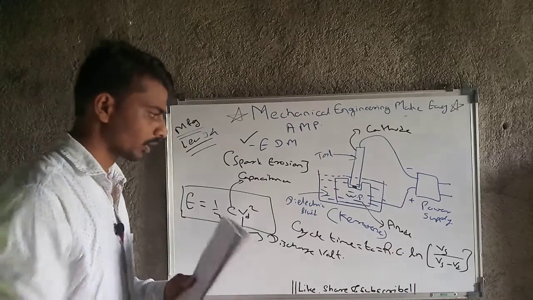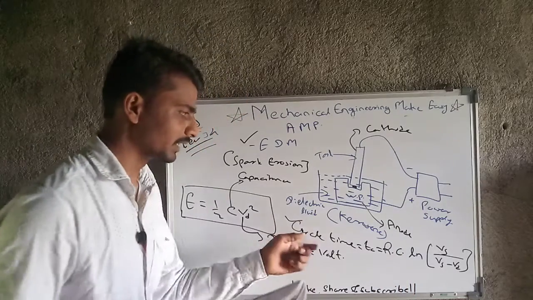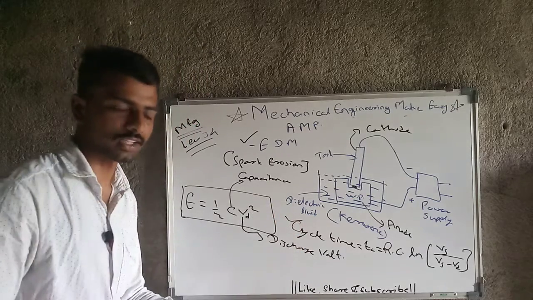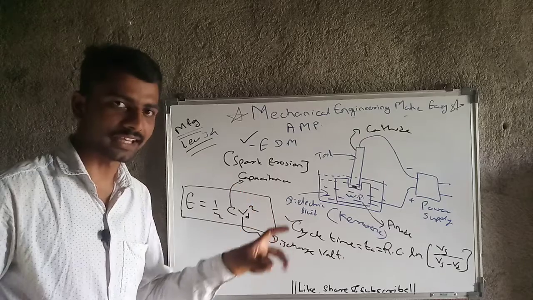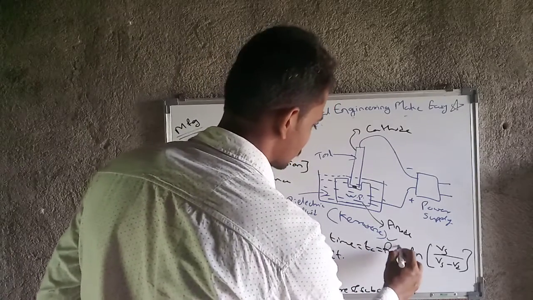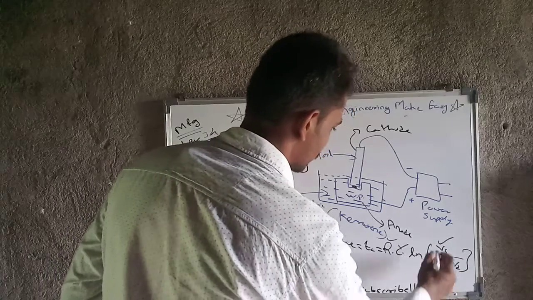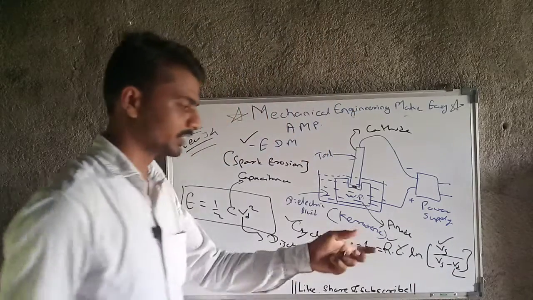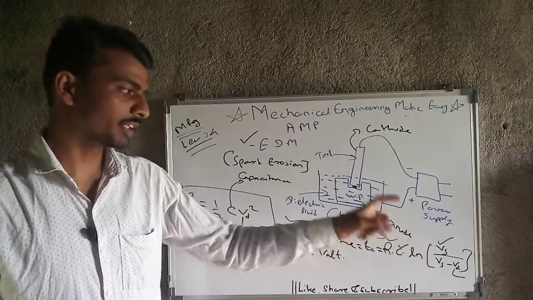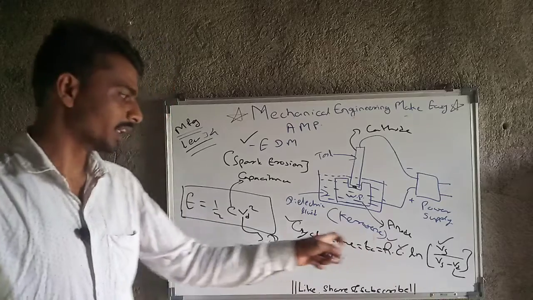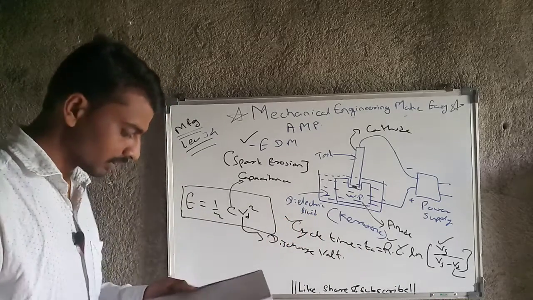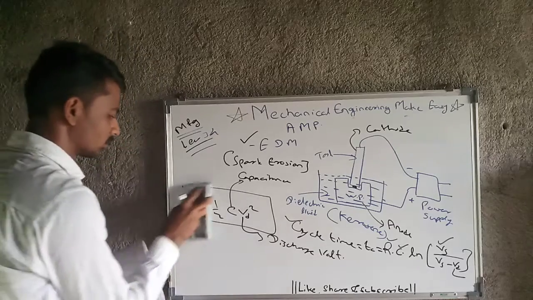So here the cycle time means one spark is generated, after that for another spark, this is nothing but the cycle time. So that cycle time will be R, that is resistance, C is capacitance, Vs is supply voltage, and Vd is discharge voltage. So resistance into capacitance into natural log of supply voltage upon supply voltage minus discharge voltage, this gives us the cycle time. Then we will move towards next.